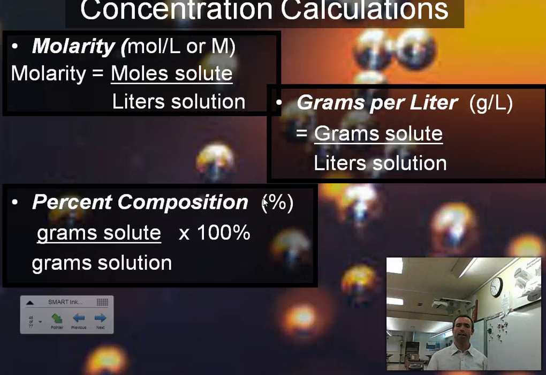Times 100%, so that'll give me a decimal. If I times it by 100%, I'll get a percentage. We can also do percent composition by volume as well. So let's look at 3 examples real quick.